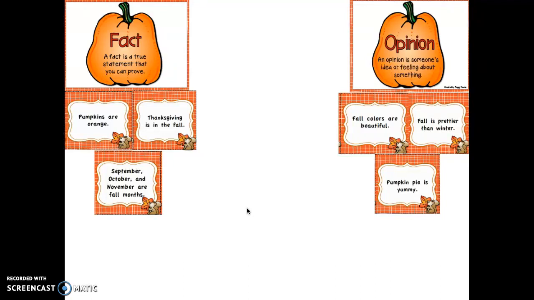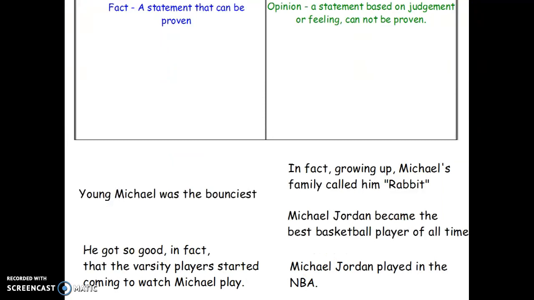So now that we've looked at some fall examples, let's go back to our story, Jump from the Life of Michael Jordan. These are some statements that I pulled out of our text this week. Now we're going to work together to sort these into fact or opinion. I'll read the statement, I'll give you a few minutes to think, and then I will show you if they are truly facts or opinions.